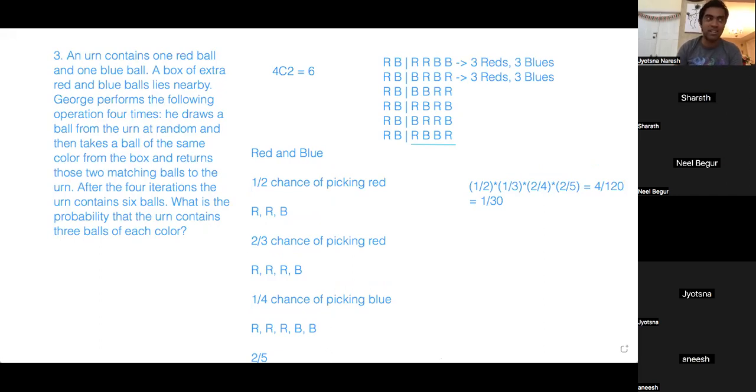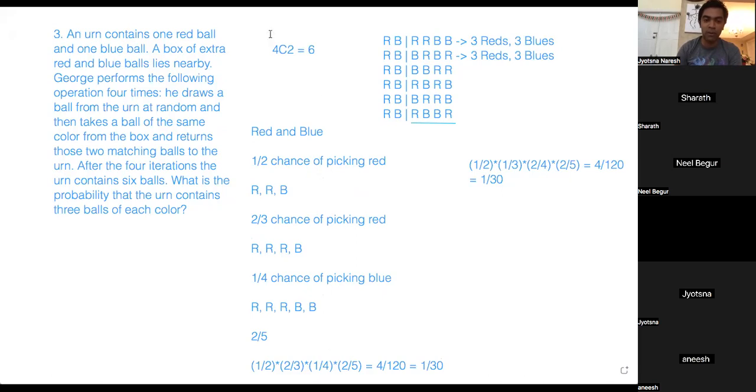It might not be immediately clear why that's the case because we had different probabilities here, right? Here we had a half, 2/3, a fourth, 2/5. Here we had a half, a third, 2/4, and 2/5. So it's not immediately clear that it will be the same, but let's just assume it is. If it is the same, what should our answer be? 1/5. Good. Why? It's just 6 times 1/30.